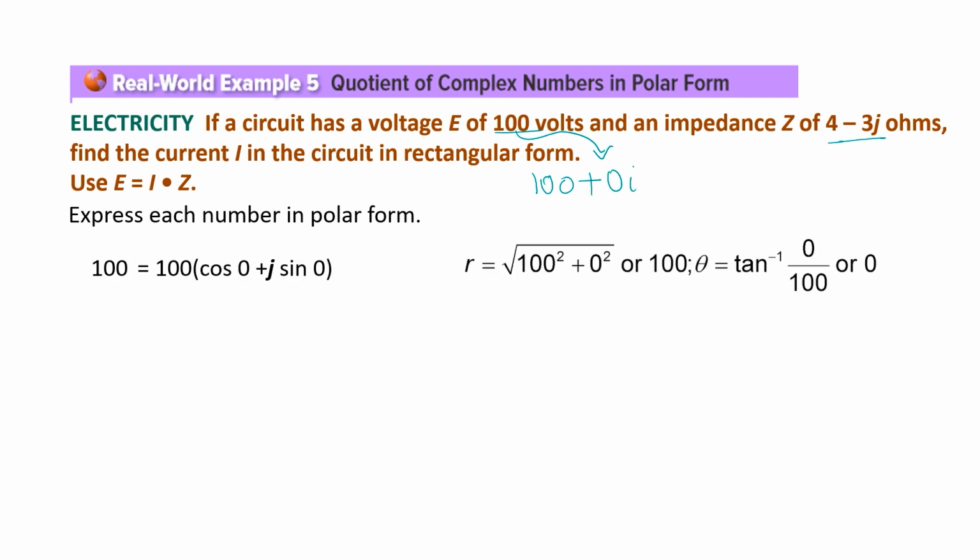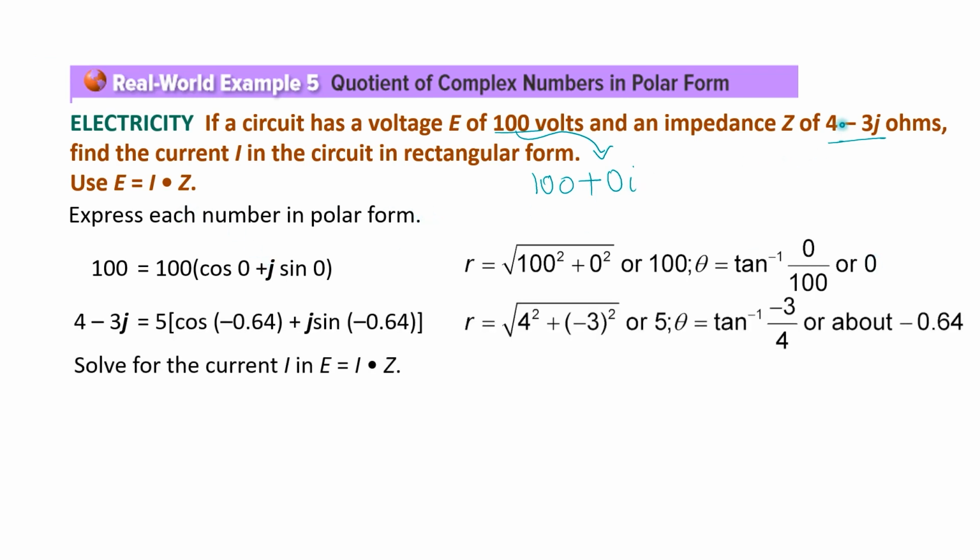So 100 we can write as 100 (cos 0 plus j sin 0). Again, we find r by using the formula square root of a squared plus b squared. And from here we can see a is 100 and b is 0. Similarly, we find theta by using tan inverse of b by a, which is 0. Similarly, we write 4 minus 3j in polar form. Here a is 4 and b is negative 3. So again we find the values of r and theta and write 4 minus 3j in the polar form.